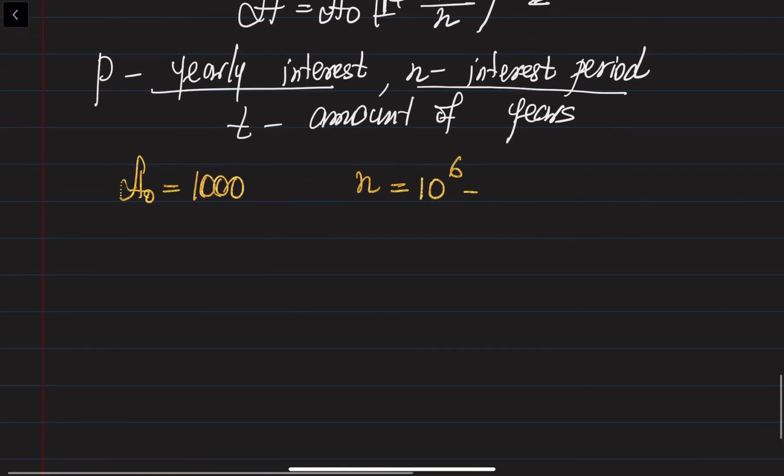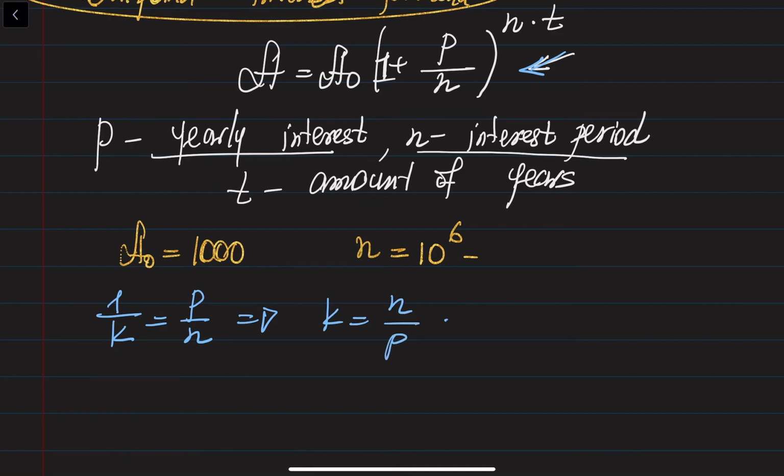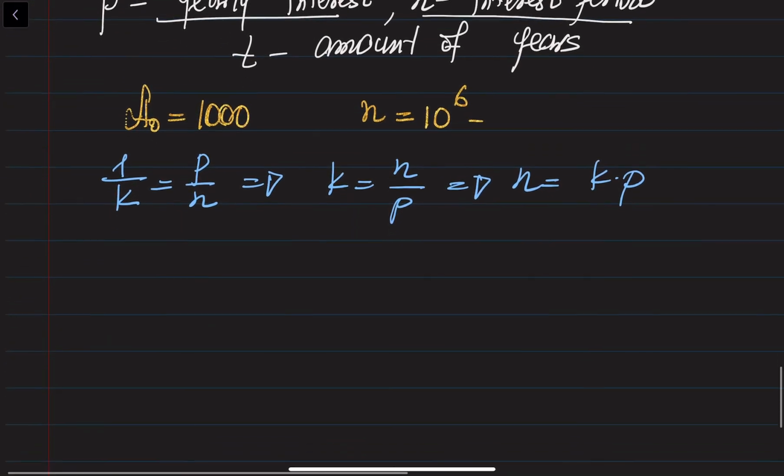So in order to do this, I'm going to make the notation for this formula. Let's denote 1 over k to be equal to p divided by n. From here we can obtain that k is equal to n divided by p, and that n is equal to k times p. So I'm just going to substitute this back into the formula.